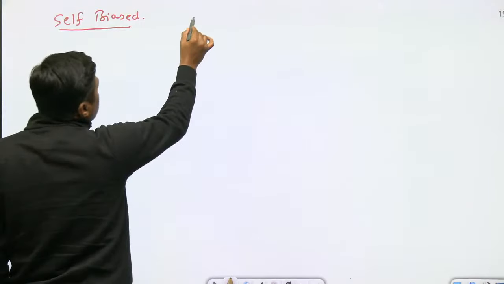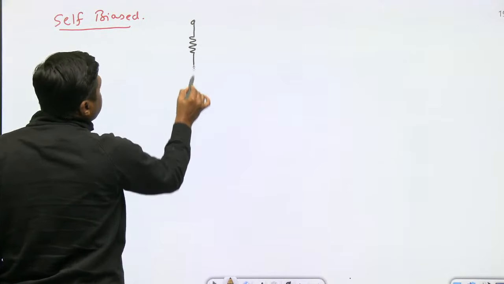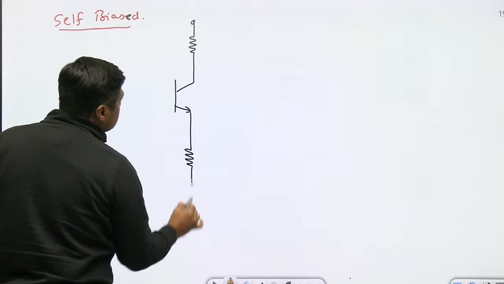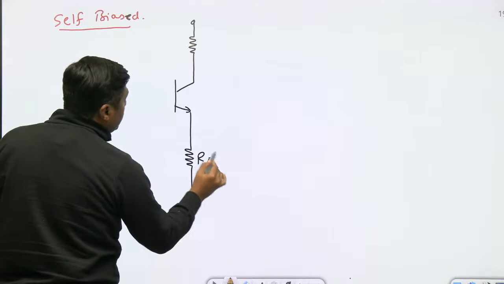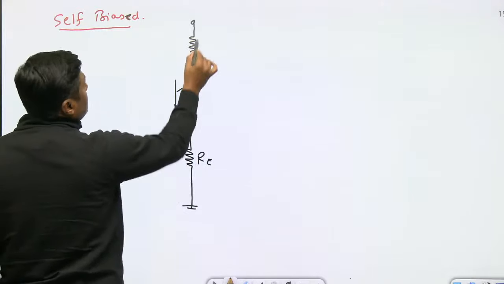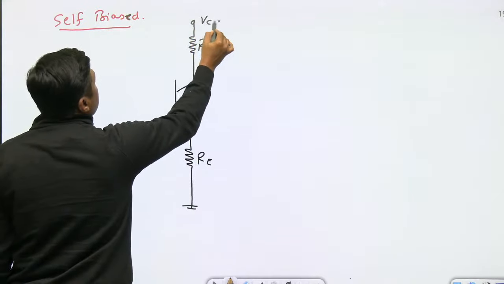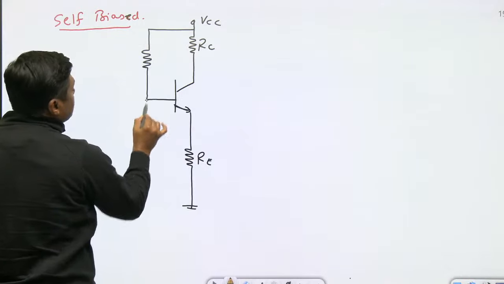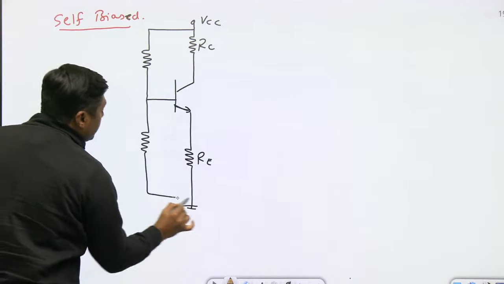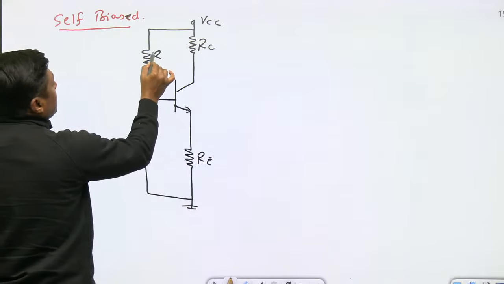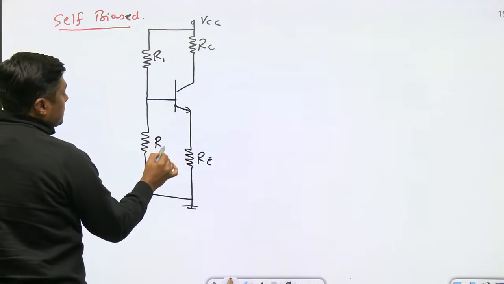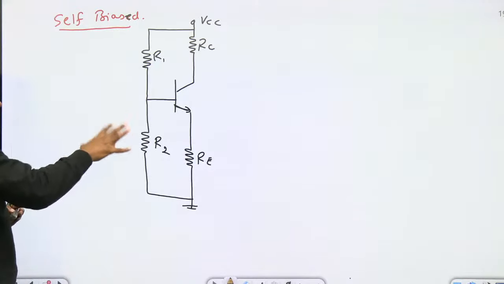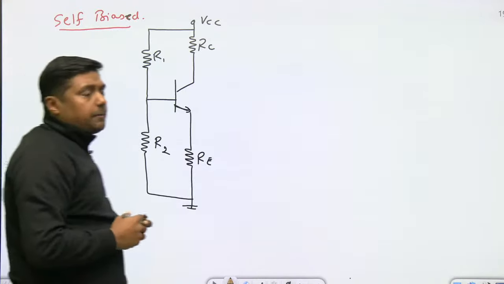Now, which type of questions? Normally they will give one RE connected here. This is RC, this is VCC. And they will provide the potential divider circuit here. That is why it is also called potential divider circuit, voltage divider circuit, emitter bias circuit. These are the names of this circuit. If that is the case, this is called a self-biased circuit.